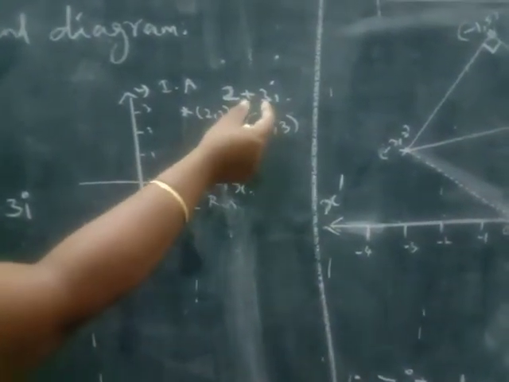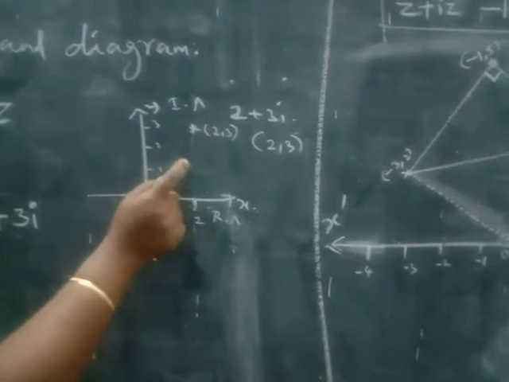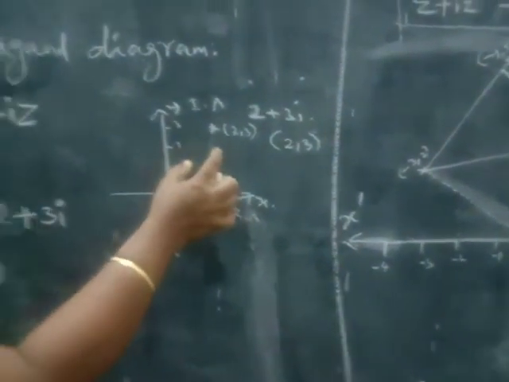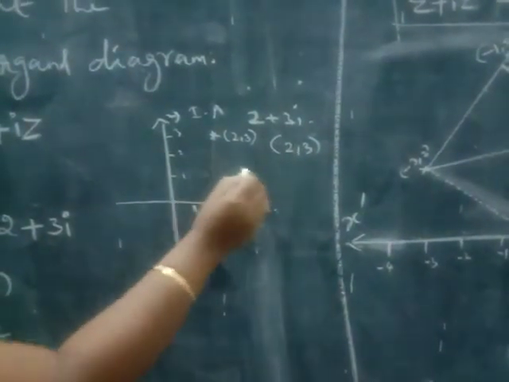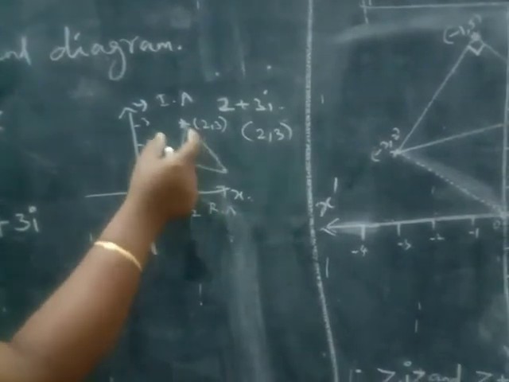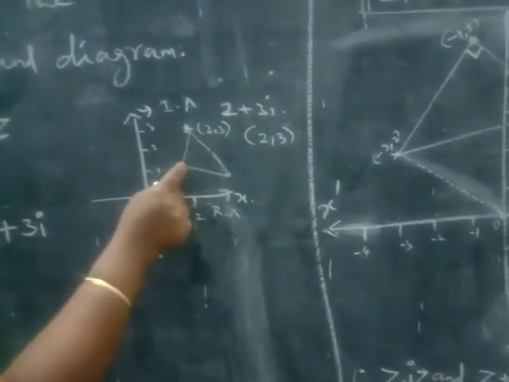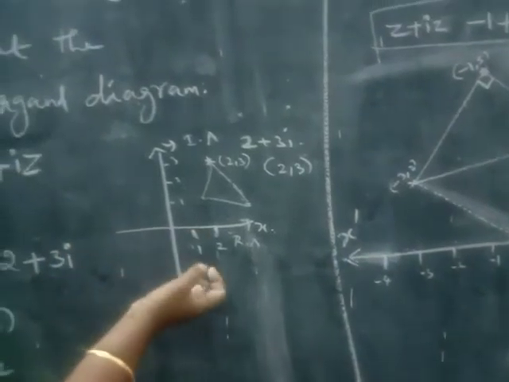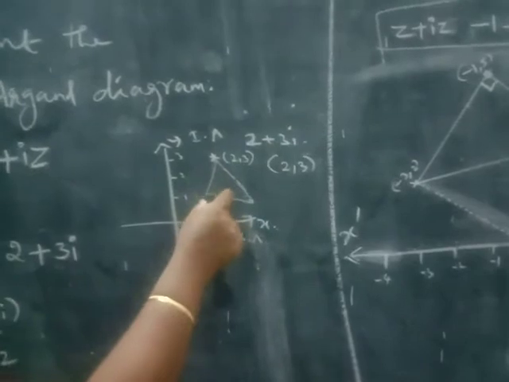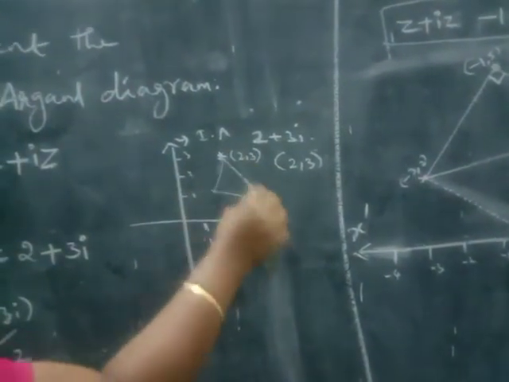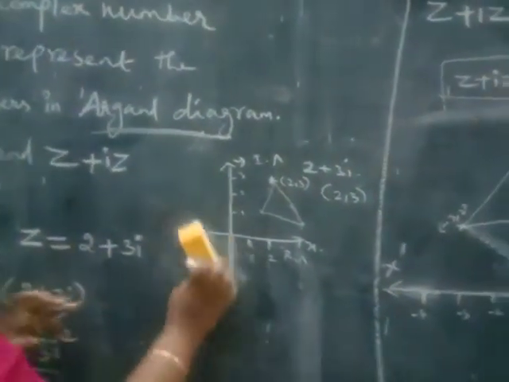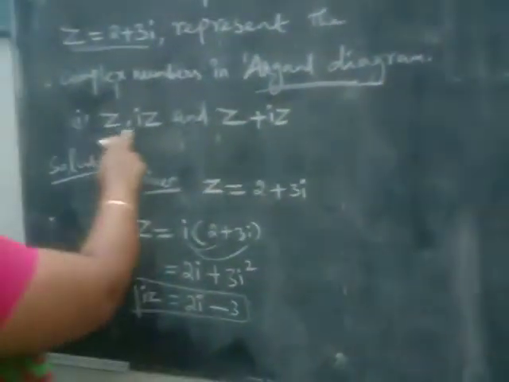So now we are plotting one complex number in this real axis and imaginary axis plane. This is called an Argand plane. If we plot many complex numbers and join these points, we get one diagram. This diagram is known as an Argand diagram. Once again I explain: if we plot complex numbers in this plane, we get one diagram, known as an Argand diagram. Okay. Now here three complex numbers are given.